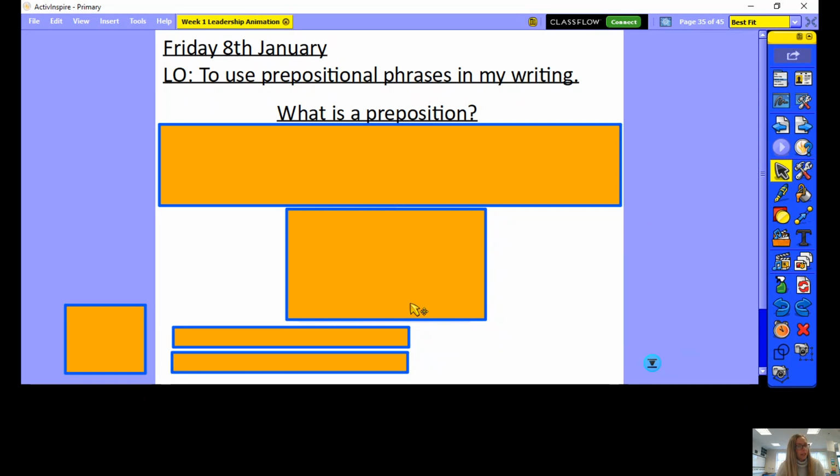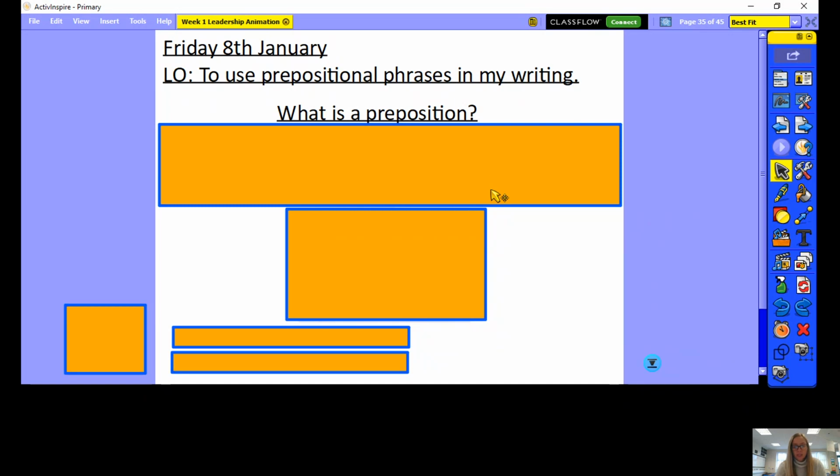So let's start by thinking about what is a preposition. What do you think a preposition is? Can you remember how you've used these in your writing before? Perhaps you could pause the video and write some ideas down about what you think a preposition is.